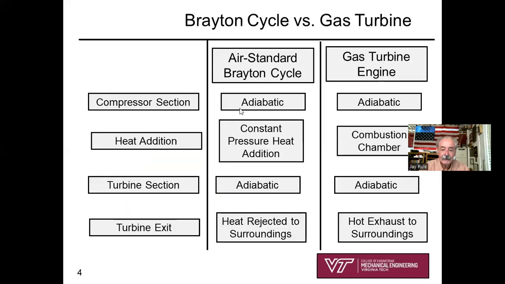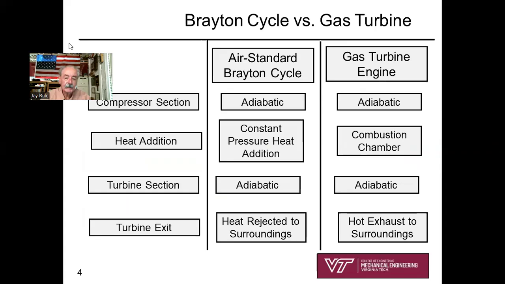Now, what I want to do, I've got to move my picture and do a comparison. Let's compare our air standard Brayton cycle thermodynamic model with our basic gas turbine engine. The compressor section, we're going to model both of these as adiabatic. So the gas turbine engine, that's pretty well an adiabatic process. The heat addition process, well, on the gas turbine engine, we've got a combustion chamber, but on our air standard Brayton cycle, our model is going to be constant pressure heat addition. And that's going to be a pretty good, accurate model.